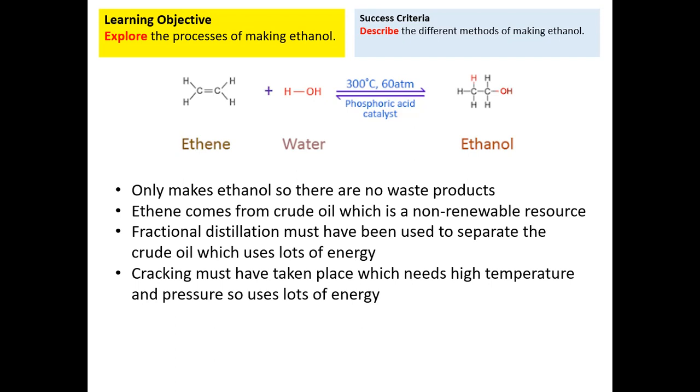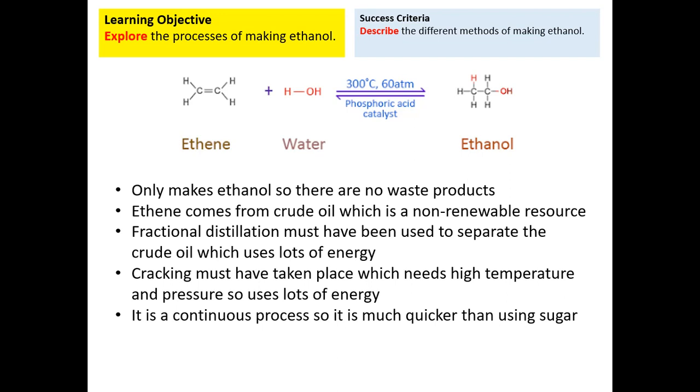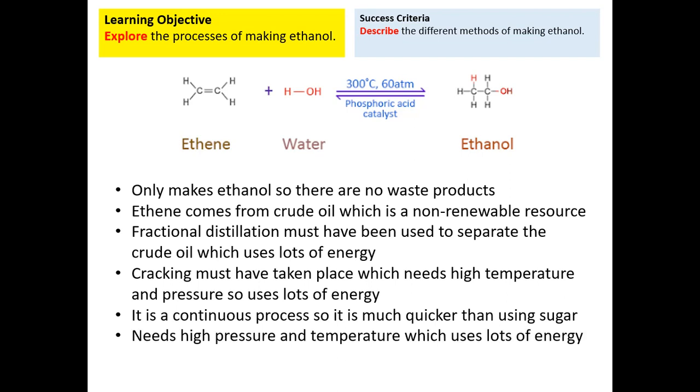So although no carbon dioxide is given off in the reaction, a lot of carbon dioxide can be given off during the processes just through the use of a lot of energy, which obviously then has a negative impact on the environment. Okay, but like we said, it's a continuous process, so you can get more product from it than growing the sugarcane. But it needs high pressure and temperature, which again is costly and needs a lot of energy, which has negative environmental implications.